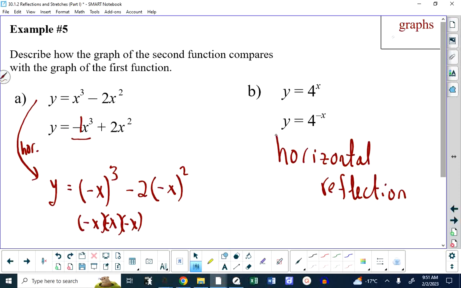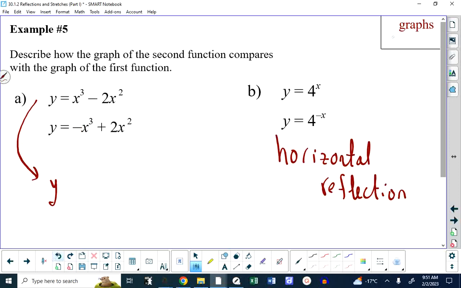But this is not horizontal, because if it were, this would not be positive 2x squared. It would be negative 2 times negative x quantity squared, and this is x squared. So you would get minus 2x squared. And not everybody can see that without writing it down. So this is not horizontal. This is vertical. And you can tell it's vertical because the positive x cubed became negative x cubed, and the negative 2x squared became positive x squared. Everything has been multiplied by negative 1 in the function. So this is a vertical reflection.